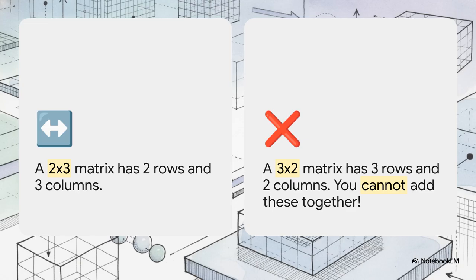A 2x3 matrix and a 3x2 matrix. Yeah, they both have 6 numbers inside, but their shapes are totally different. There's just no way to add them. The little numbers inside just don't line up. You'd have some left over with no partner to add to. So for that reason, we just say the operation is undefined.